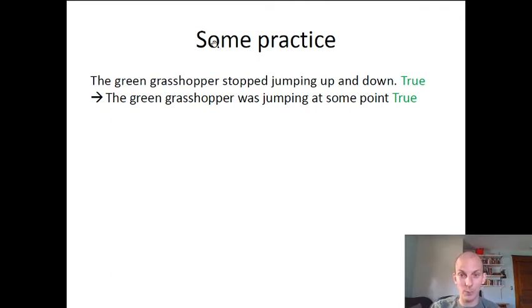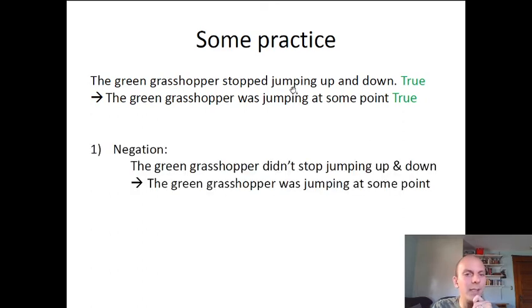Note that if it's true that the green grasshopper stopped jumping up and down, it must also be true that at some point he was jumping. It's just how semantics works. In order to stop doing something, you must have at one point been doing it. That's this true relationship. But again, we can't tell if this is entailment or presupposition at this point. We haven't run our handy-dandy tests.